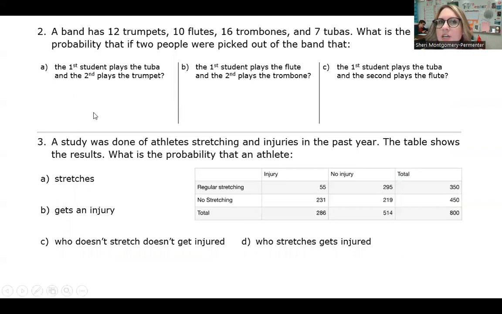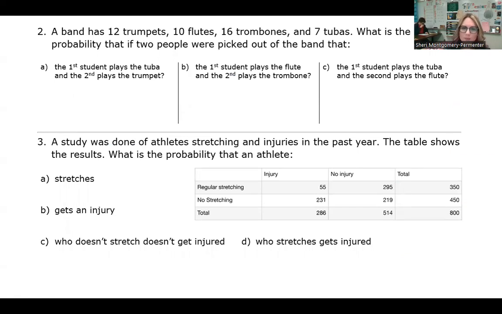All right, the next section. It says a band has 12 trumpets, 10 flutes, 16 trombones, and 7 tubas. What is the probability that if 2 people were picked out of the band, and we've got 3 different situations. Part A, it says the first student plays the tuba and the second person plays the trumpet.